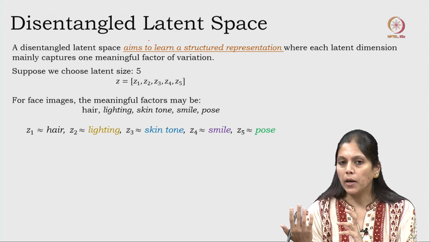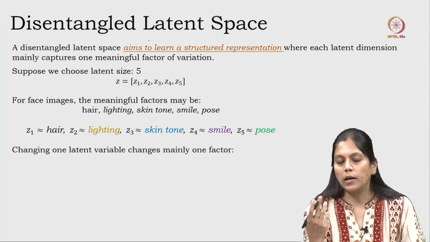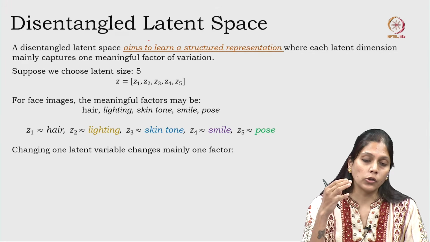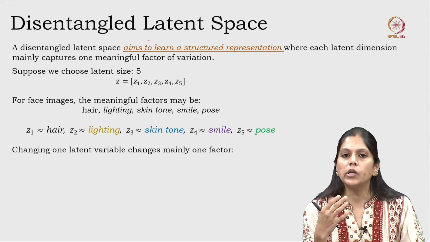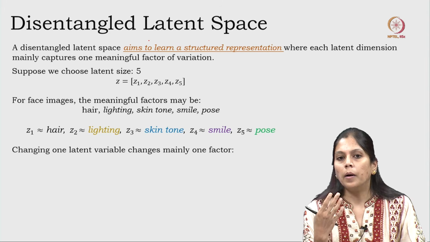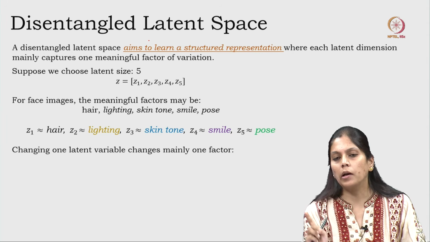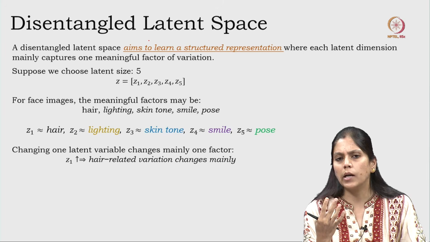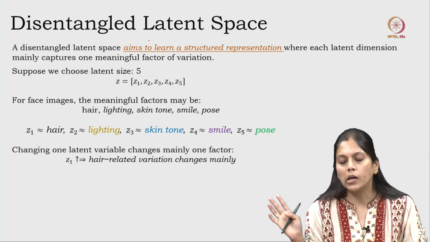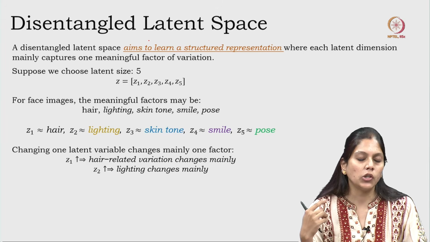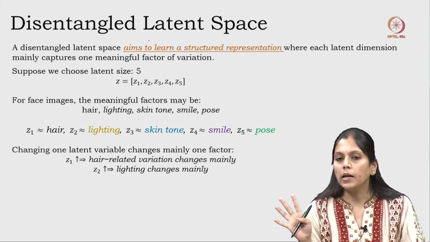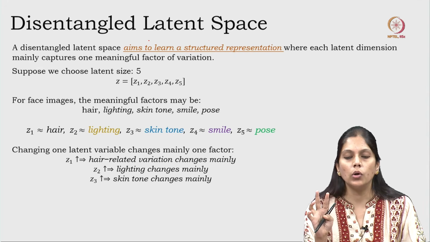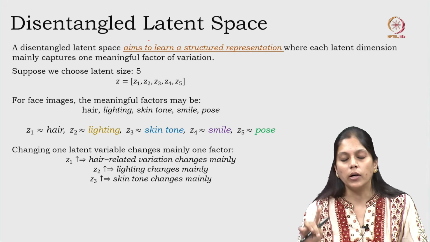So what is our ultimate aim? The ultimate aim is that by changing only one, we keep the rest the same. Changing one latent vector changes only that particular factor, which means if you change Z1, only the hair-related variation changes. In a similar way, when we change only Z2, only lighting should change and the rest should remain the same. When we take Z3, skin tone should change, but the rest should remain.